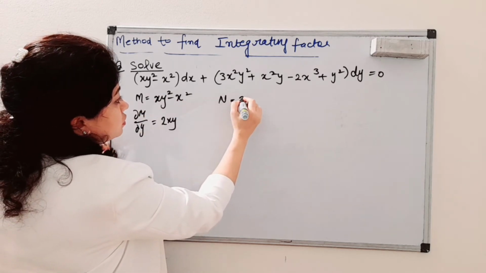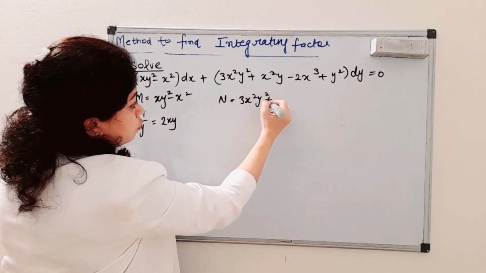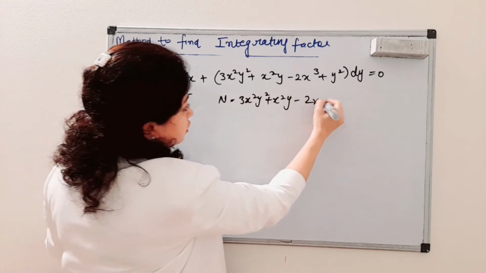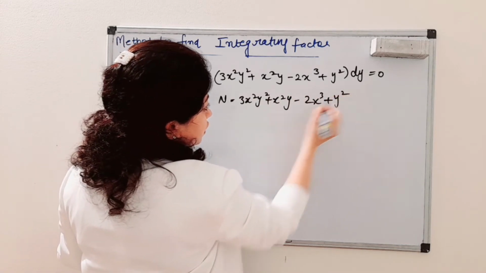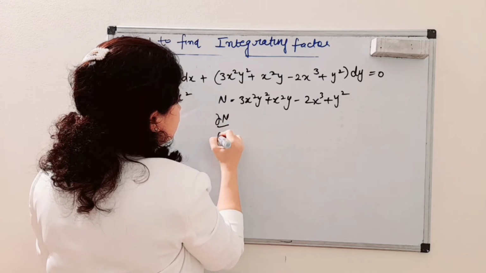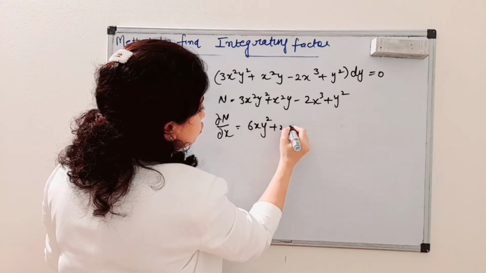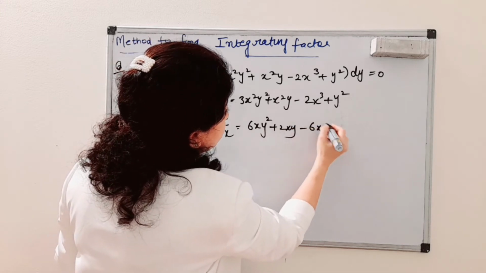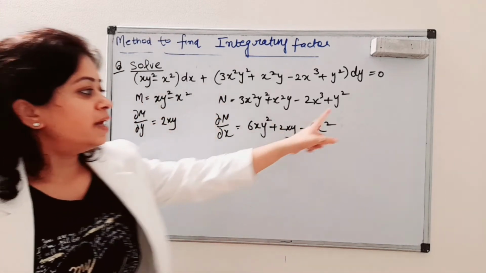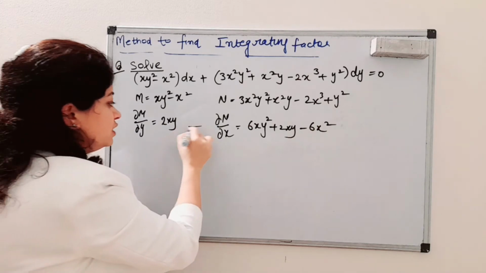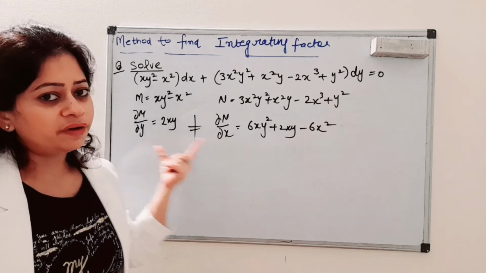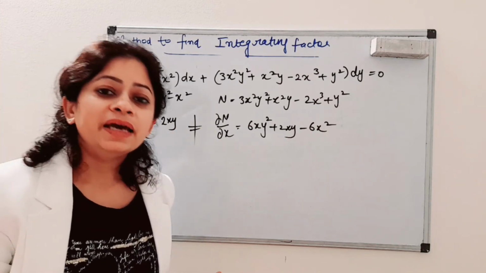Now N is 3x square y square plus x square y minus 2x cube plus y square, and ∂N/∂x is 6xy square plus 2xy minus 6x square. Okay. And this will be 0. And we can clearly see that these are not equal. So differential equation is not exact.